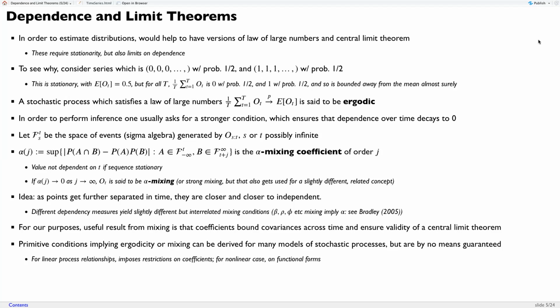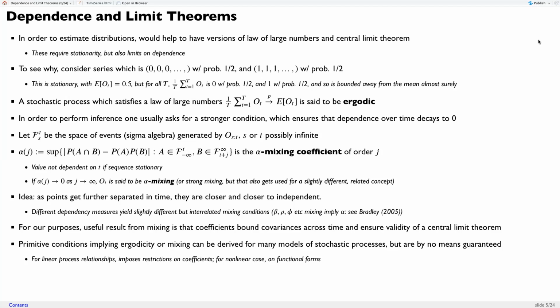So let F subscript S superscript T be the space of events generated by the observations between S and T. So let's think about all possible functions, or events, where observation S is equal to 1, observation S plus 1 is equal to 2, and so on, between those. And here, let's allow S and T possibly to be infinite.